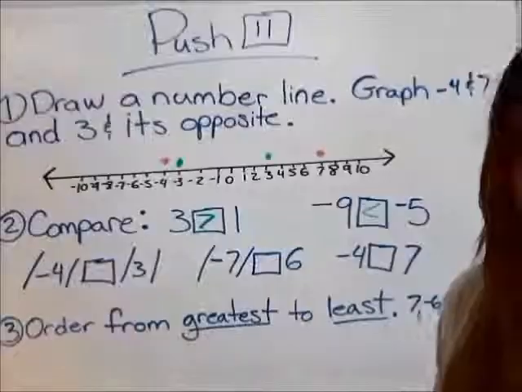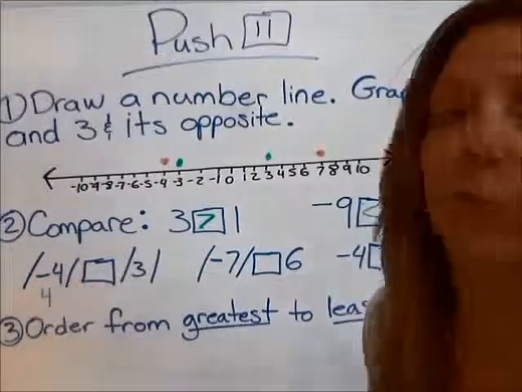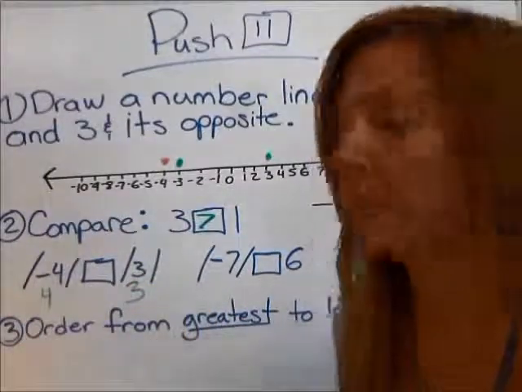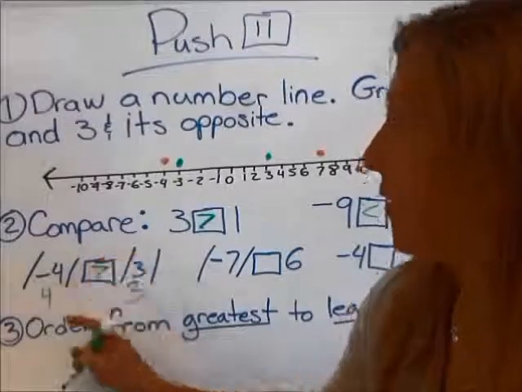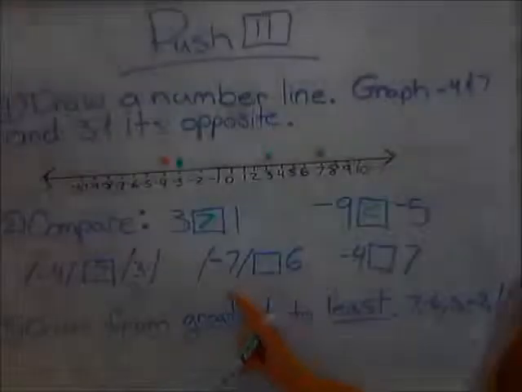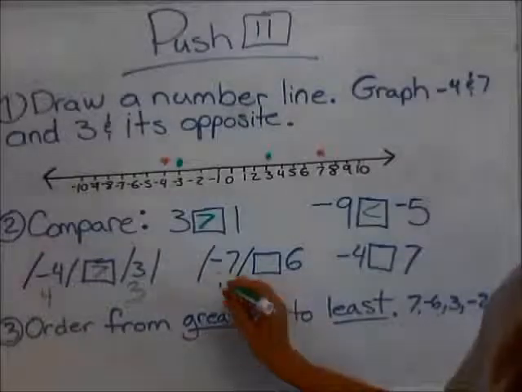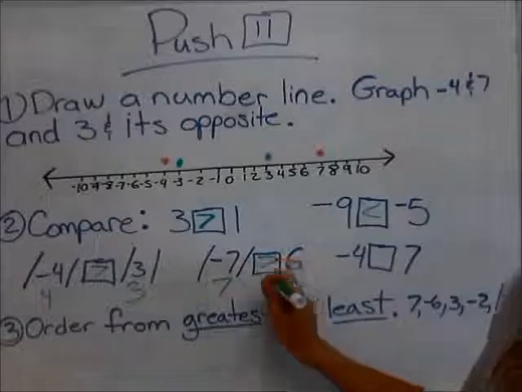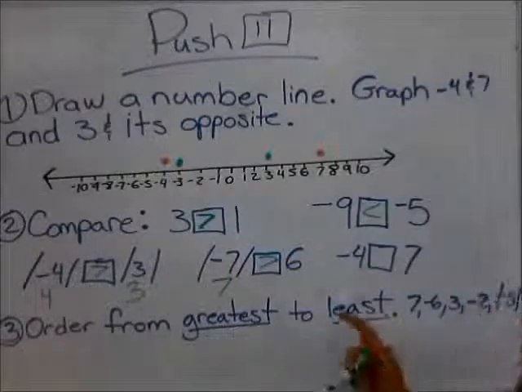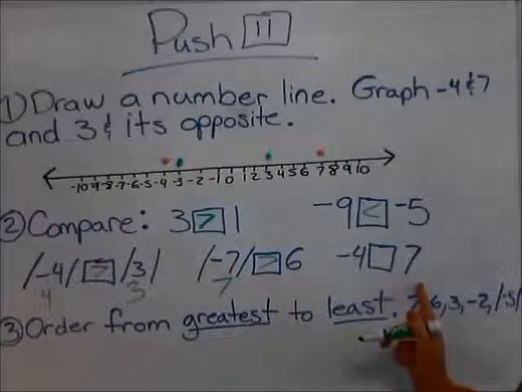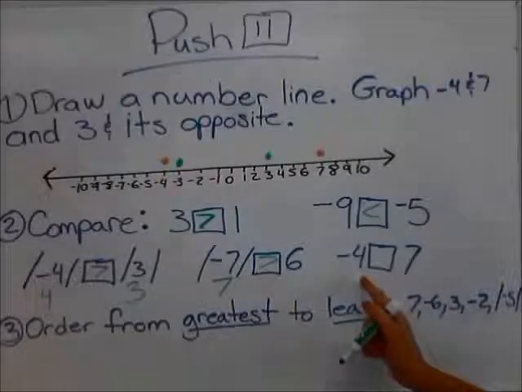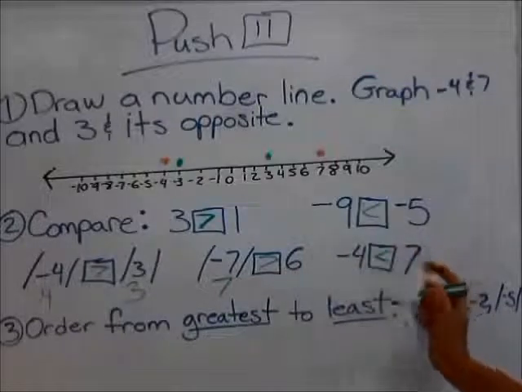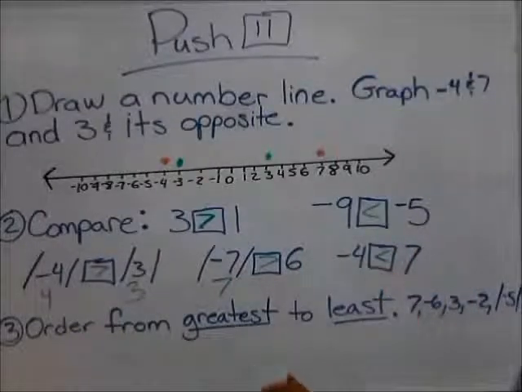Absolute value of -4 and absolute value of 3. Absolute value of -4 is 4, and the absolute value of 3 is 3. Which one's greater? 4 is greater. The absolute value of -7 and 6. The absolute value of -7 is 7, so I'm comparing 7 and 6, and 7 is greater than 6. -4 and 7. If I owe $4, or if I could have $7, I would much rather have $7 because 7 is greater. -4 is less.